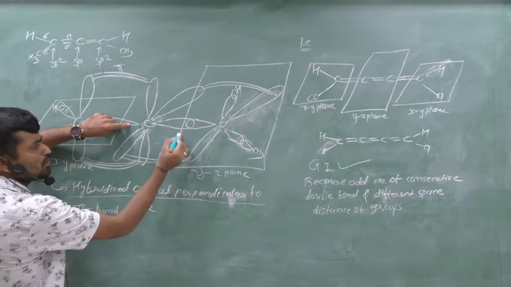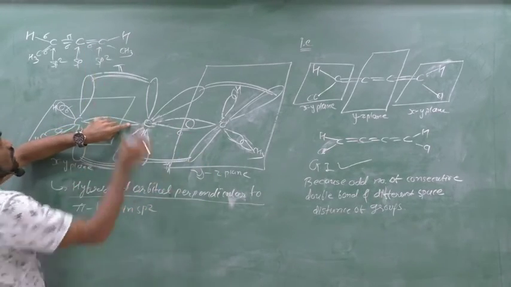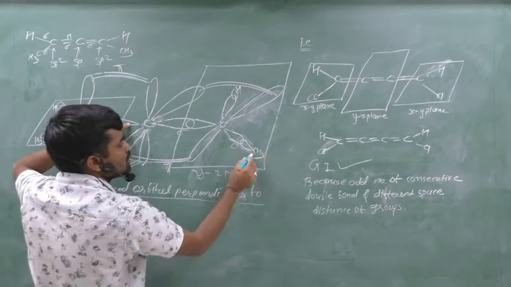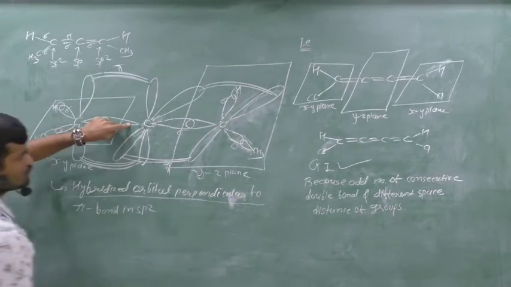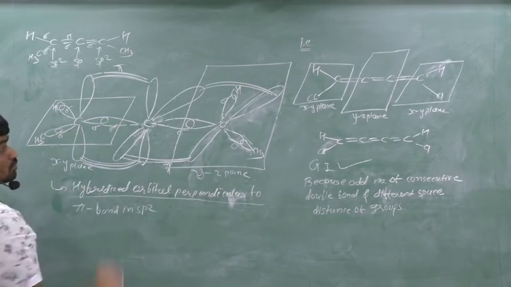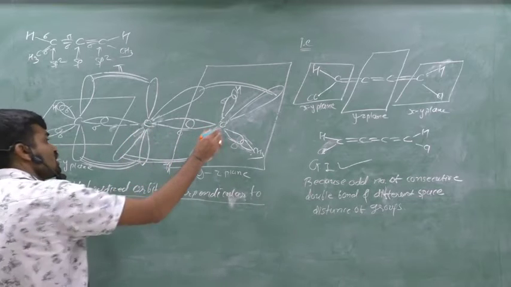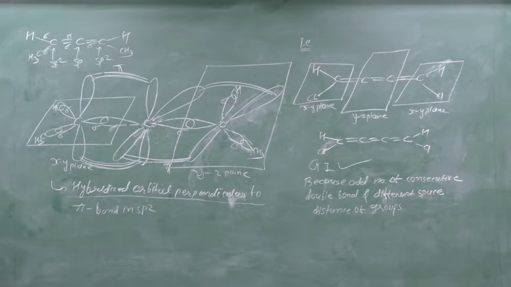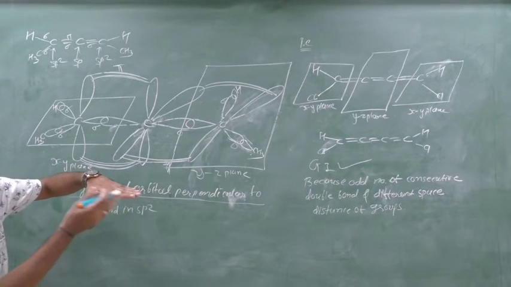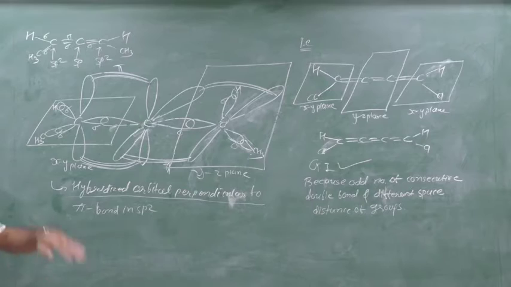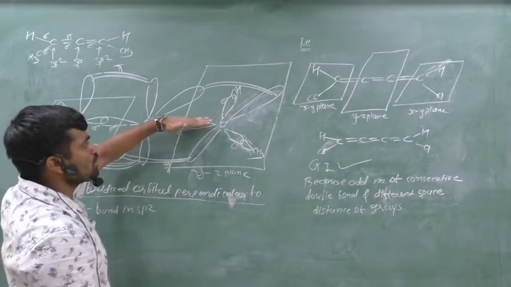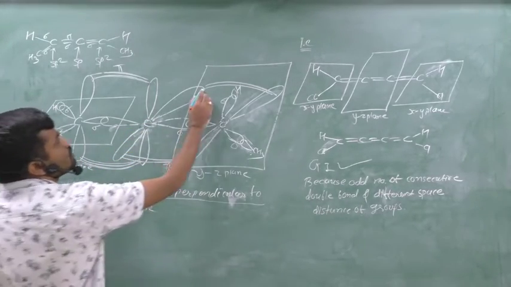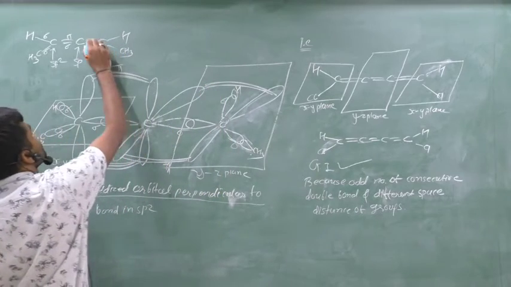The third orbital forms a sigma bond with this carbon, sigma with carbon and sigma with hydrogen. Now one orbital of this carbon and these carbons remains unbonded, which forms a pi bond, and this pi bond is perpendicular to the yz plane. Therefore we can say that this pi bond is in the xy plane.